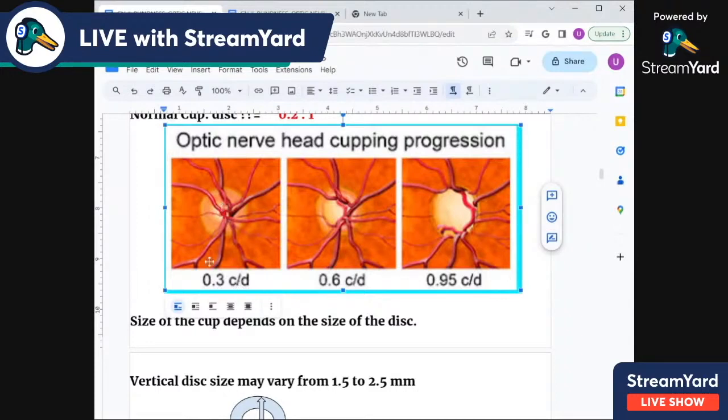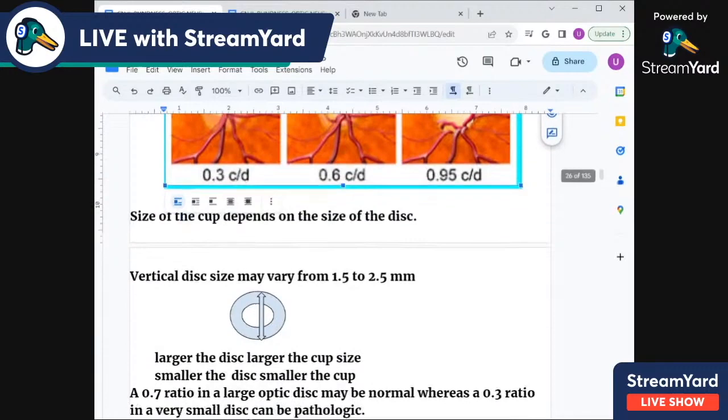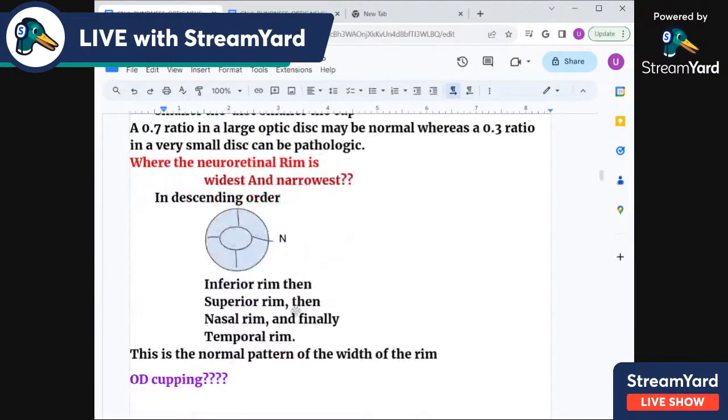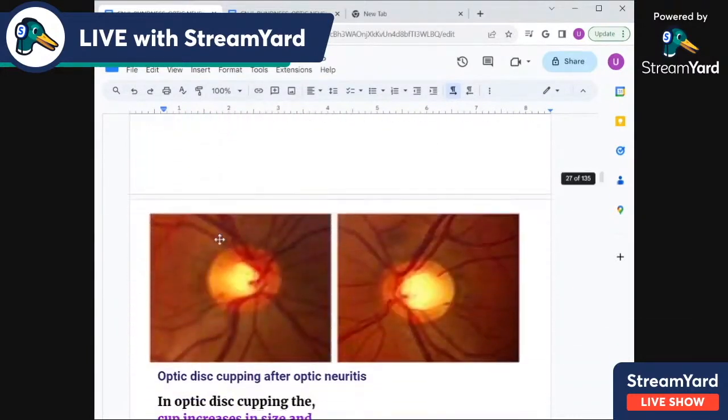But the CD ratio depends on the disc size, which may be small or large. In a small disc, a CD ratio of 0.3 may be abnormal. But in a large disc, even bigger than this, 0.6 may be normal. So we did the CD ratio. The neuroretinal rim is widest inferiorly, then superiorly, then nasally, and thinnest temporally. So what happens when there is optic cupping?